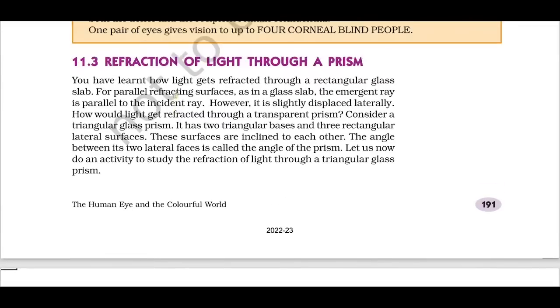Refraction of light through a prism. So what is angle of prism? The angle between two lateral surfaces of the prism is called as what? Angle of prism. Very important definition.